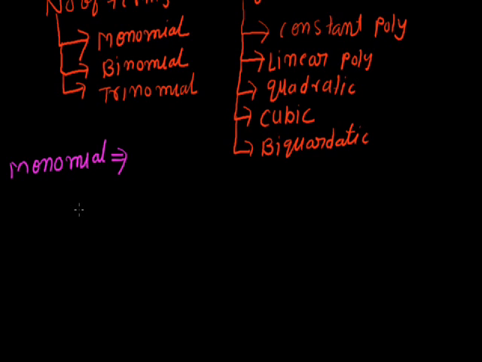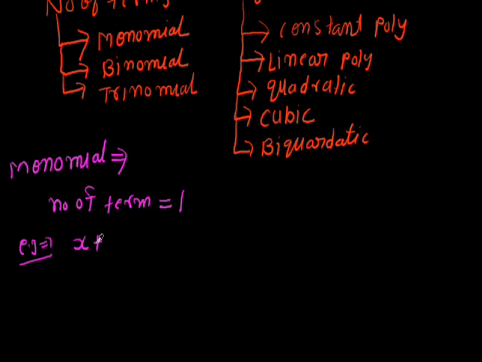So what are the examples of monomials? First of all, we can write down that the number of terms in the polynomial expression will be equal to 1. Okay, now we come to the examples of the monomial. What are the examples of monomials? First one is x plus 1.